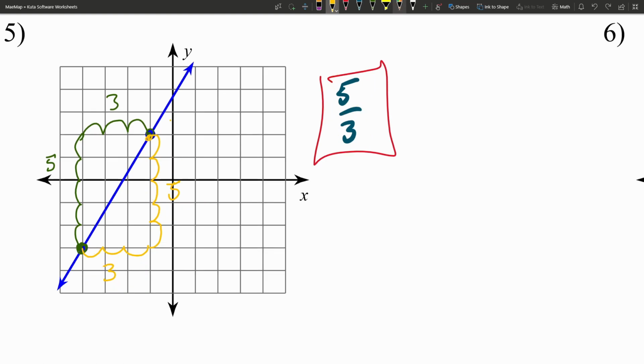Let's think about this one other way. What happens if we started at our rightmost point to get to our leftmost point? Well, then we would be going 1, 2, 3, 4, 5 down. That would result in a -5 because we're moving down. And 1, 2, 3 to the left, that would be a -3. But look, -5 over a -3 is still a positive 5/3 because a negative over a negative is still a positive. Let's move on to number 6.